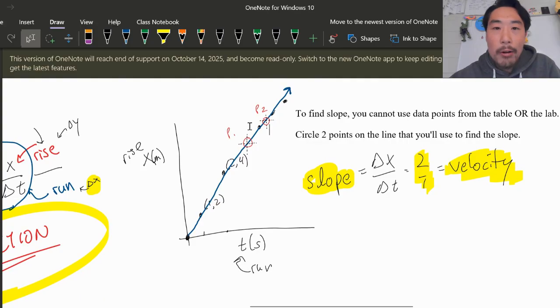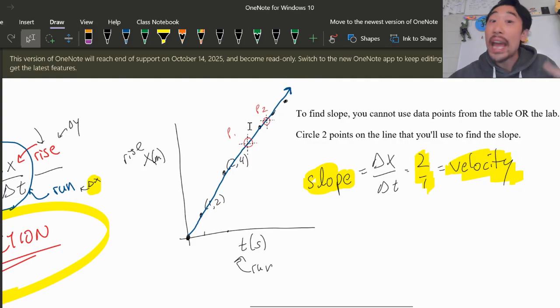Okay, and that should be enough information for you to figure out exactly how fast your constant velocity car was going.